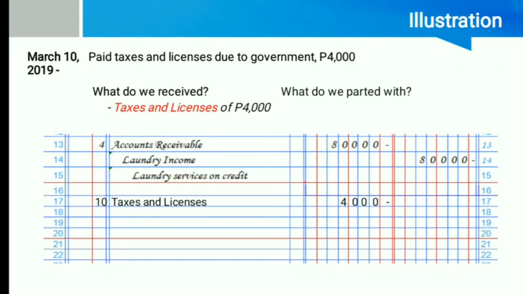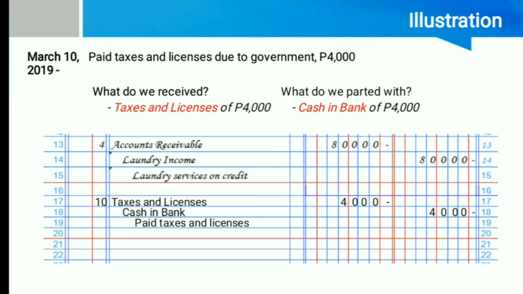So what do we part with? So in this transaction, it says payment of taxes and licenses, meaning to say there is a reduction in cash or there is an outflow of cash as a result of payment of taxes and licenses. And as you notice here in this illustration of Davao Laundry Services, the account title used for cash transactions is cash in bank. So our credit would be cash in bank of 4,000 pesos. So this is to record payment of taxes and licenses.